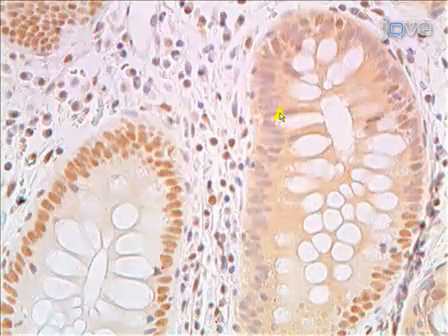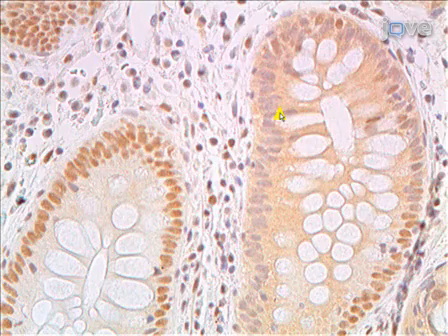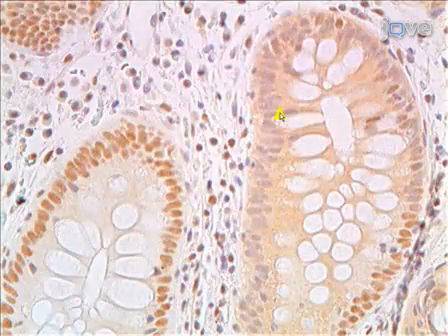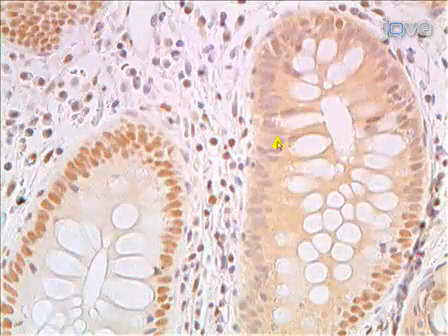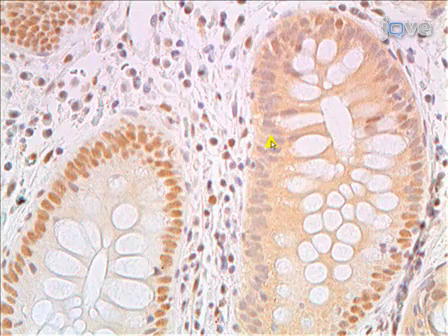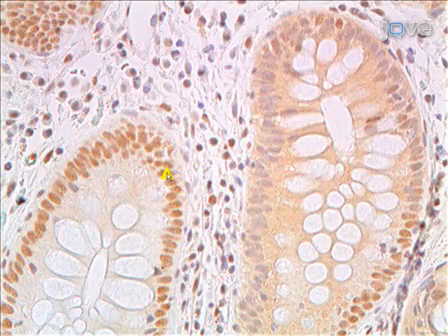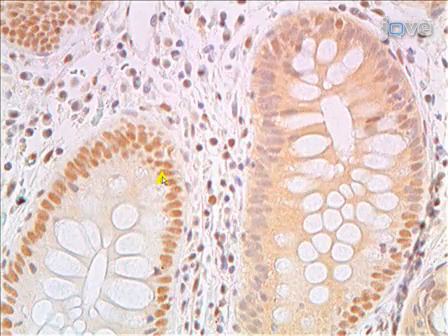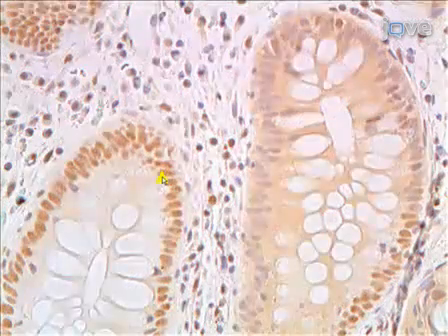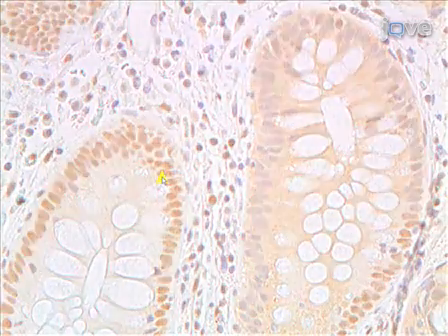Now with the 40x objective lens, we can see more clearly that the ERCC1 was unable to get into the nuclei of this deficient crypt, compared to the highly expressing nuclei of the neighboring crypt, with little ERCC1 in its cytoplasm. This tissue was taken as a biopsy from a patient with a previous colon cancer.